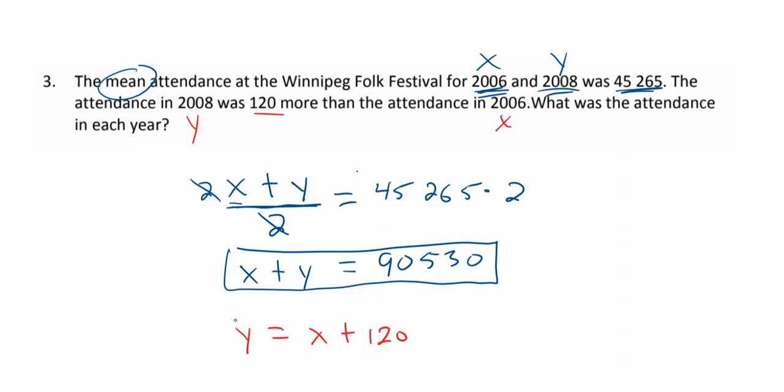And just double check when you're done these ones, because sometimes you do those backwards. Like you might have had X is equal to Y plus 120. Just make sure it makes sense, right? They're saying that the attendance in 2008, so Y, was 120 more than the attendance than X, right? And yes, this is going to be Y is 120 more than X. So just double check on those ones. So there you go. Those will be our two equations to start this thing off, right?